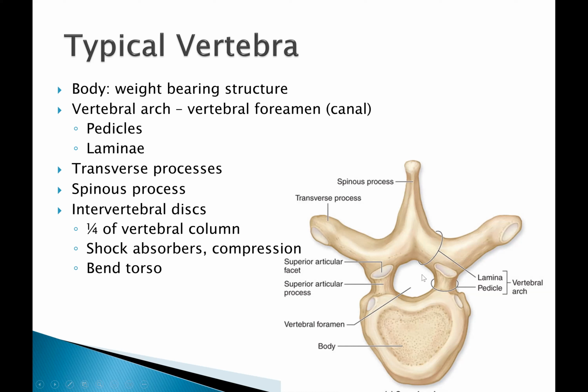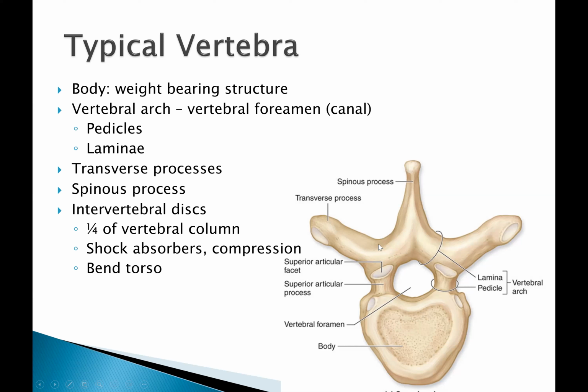What do you think goes through this hole? What goes through the vertebral foramen? Spinal cord, spinal nerves. Excellent, very good. Yes, spinal cord. So when we say the vertebral bones protect the spinal cord, this is how it protects it. The spinal cord goes right through this, and all the bones around it protect it.